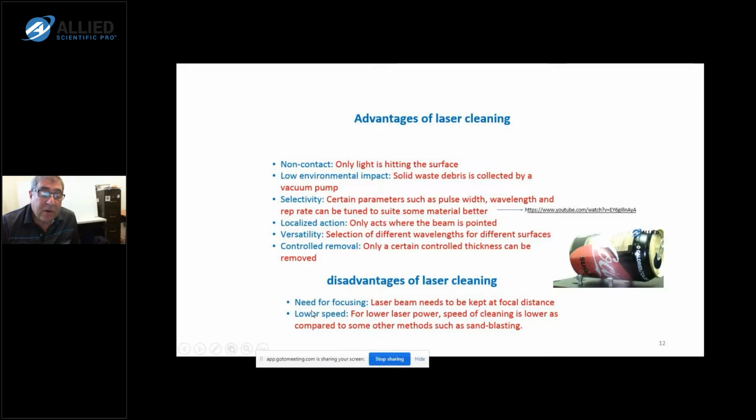And also, when you compare the cleaning speed of laser cleaning, it is lower than the sandblasting. Of course, you're not considering the time that you have to spend for sandblasting to prepare the environment and also clean up after. But if you only consider the time of cleaning, sandblasting is faster than laser cleaning.